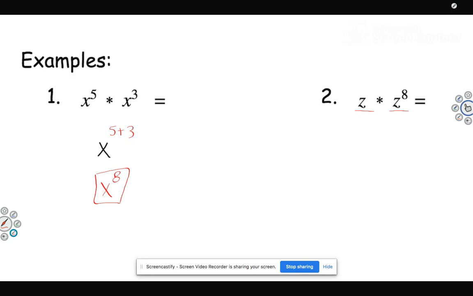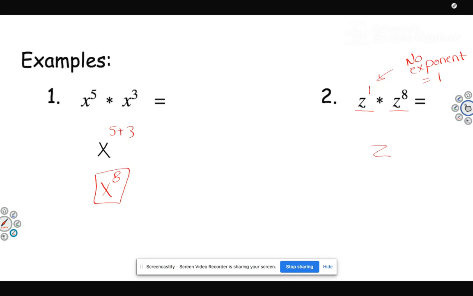We run into a little bit of a problem here. If I keep the base, I'm keeping z. But what are the two exponents that I add? Because there's nothing on that first z. The answer is, like we went over before, if there's no exponent on a base, the exponent is always 1. Just like when there's no coefficient, we know it's 1. If there's no exponent, we know it equals 1.